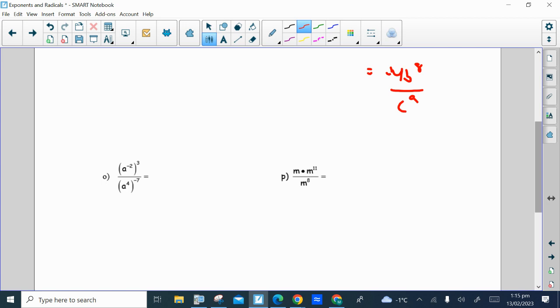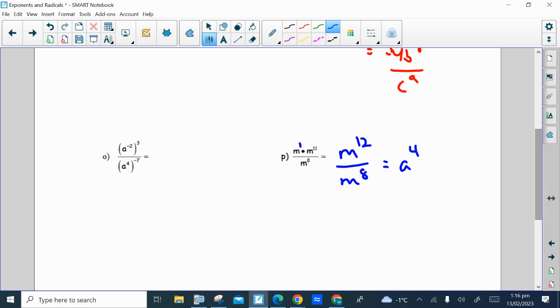Okay, let's go down to question P. Sophia, what do we do? Add the what? Exponent. So what will the top become? Yeah, because you're adding 1 and 11 together. That m is m to the 1. Now what, Riley? So a to the power 4. Final answer. I'm sorry. M.